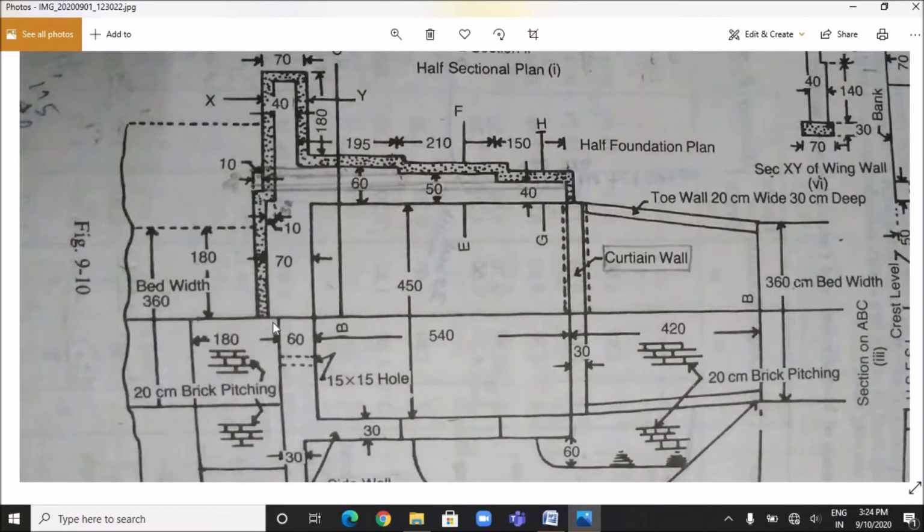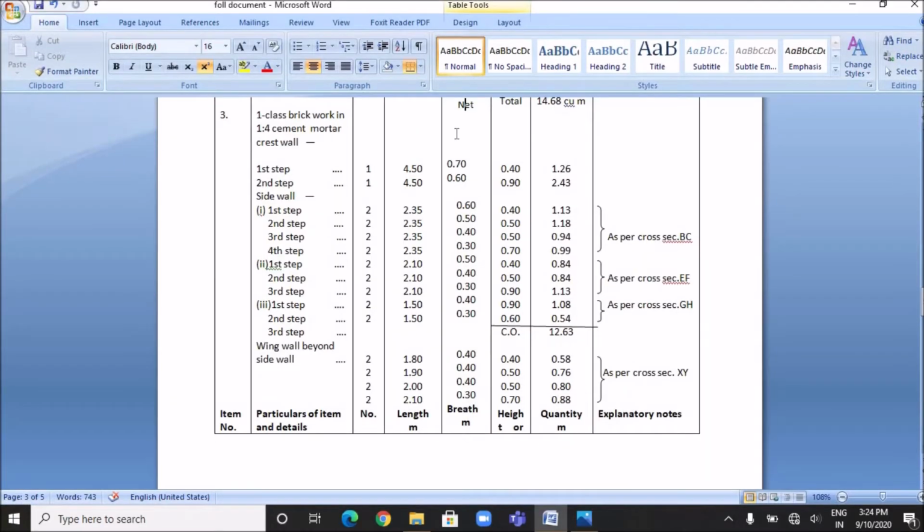And the length of the crest wall for which first class brickwork is to be done is from this portion to this portion, and this length is 450 centimeter or 4.5 meter. So if we put these values, the quantity is 1, the length is 4.5, the breadth of first step is 70 centimeter, so 0.7 meter is mentioned here, and the height I have already shown you in the figure, it is 40 centimeter or 0.4 meter.